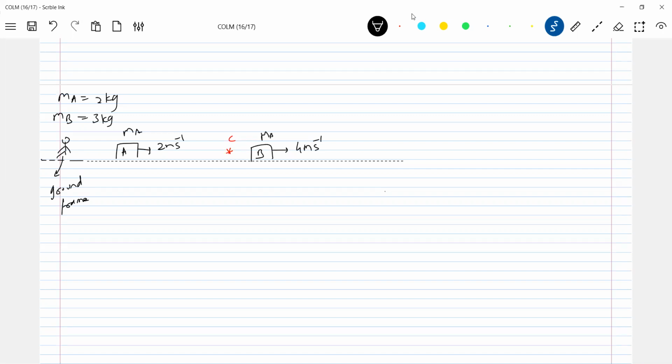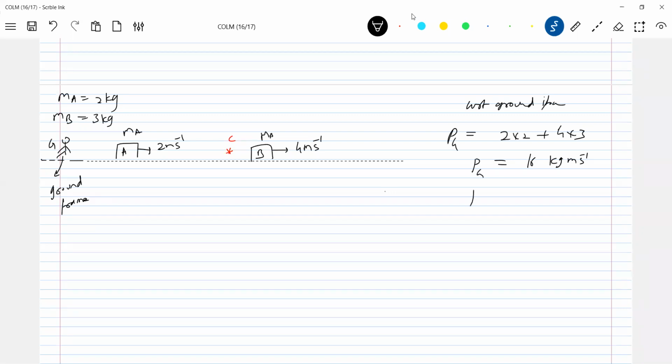Is it okay? So I'll begin like this. This is in the ground frame. What is the momentum of the system? With respect to G, I'll take it like this. In the ground frame, the momentum of the system should be 2 into 2 plus 4 into 3. So 16 kg meter per second or Newton second, anything you can write. That's the momentum with respect to the ground frame.